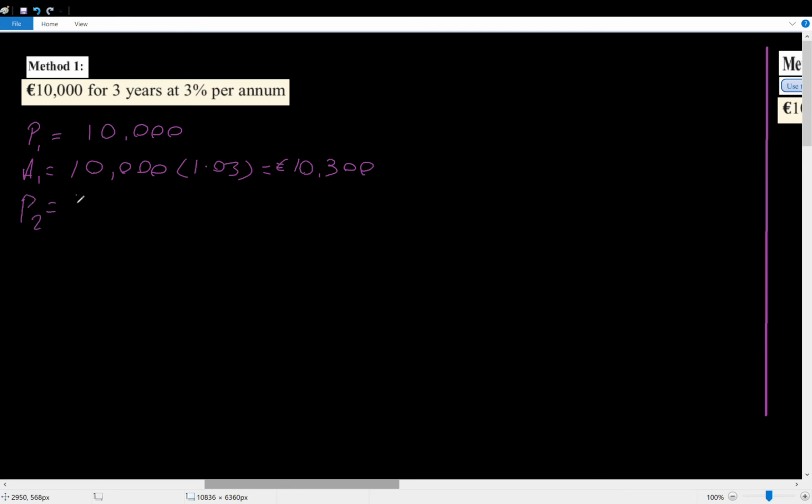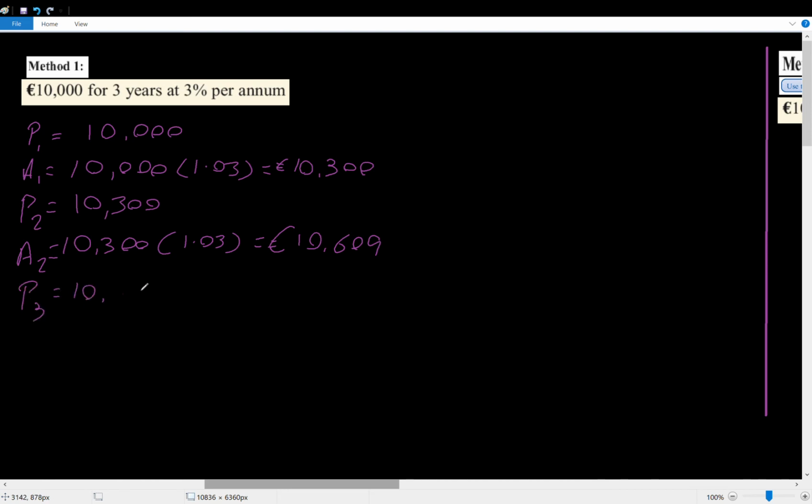And that 10,300 is our A1, but now becomes our P2, our principal at the start of the next year. So 10,300, and now this is going to be multiplied by 1.03 to get our A2. So we're going to have 10,300 multiplied by 1.03. And that's going to give us 10,609. And that now is going to become our P3.